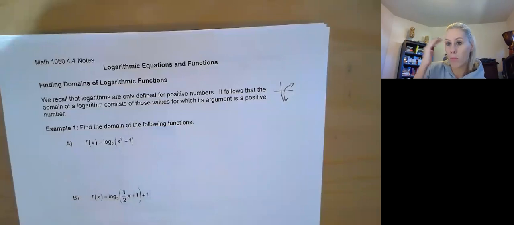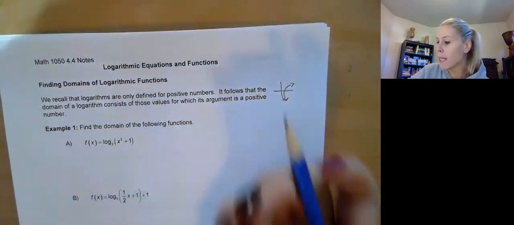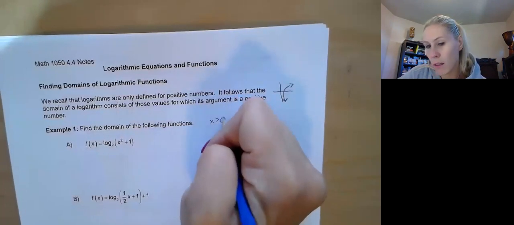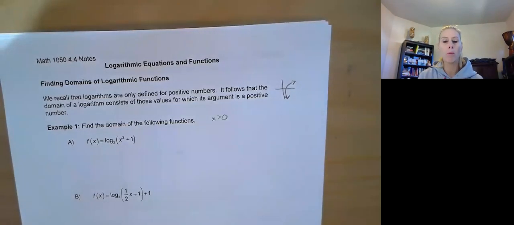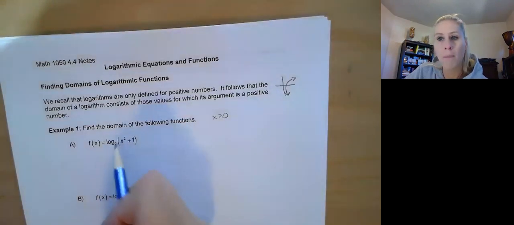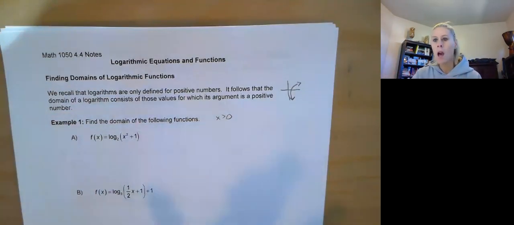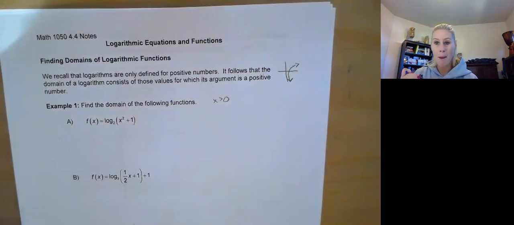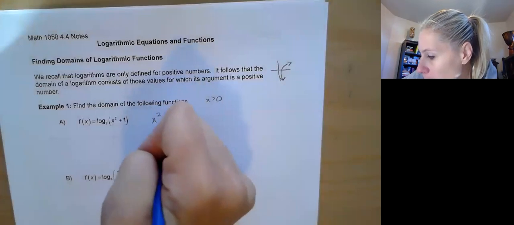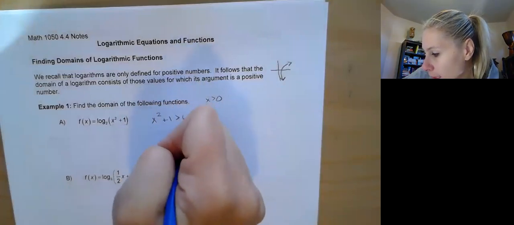So let's think about what we need. Well, what that means is that it has to be greater than 0, right? So that's the idea. So what we do is we take what's in these parentheses, okay? Remember, the 2 is the base, so that's why I'm not using the word base. So we're going to take that part in the parentheses and we are going to set that greater than 0, because remember, it can't be negative and it can't be 0. Those don't exist. So x squared plus 1 is greater than 0.